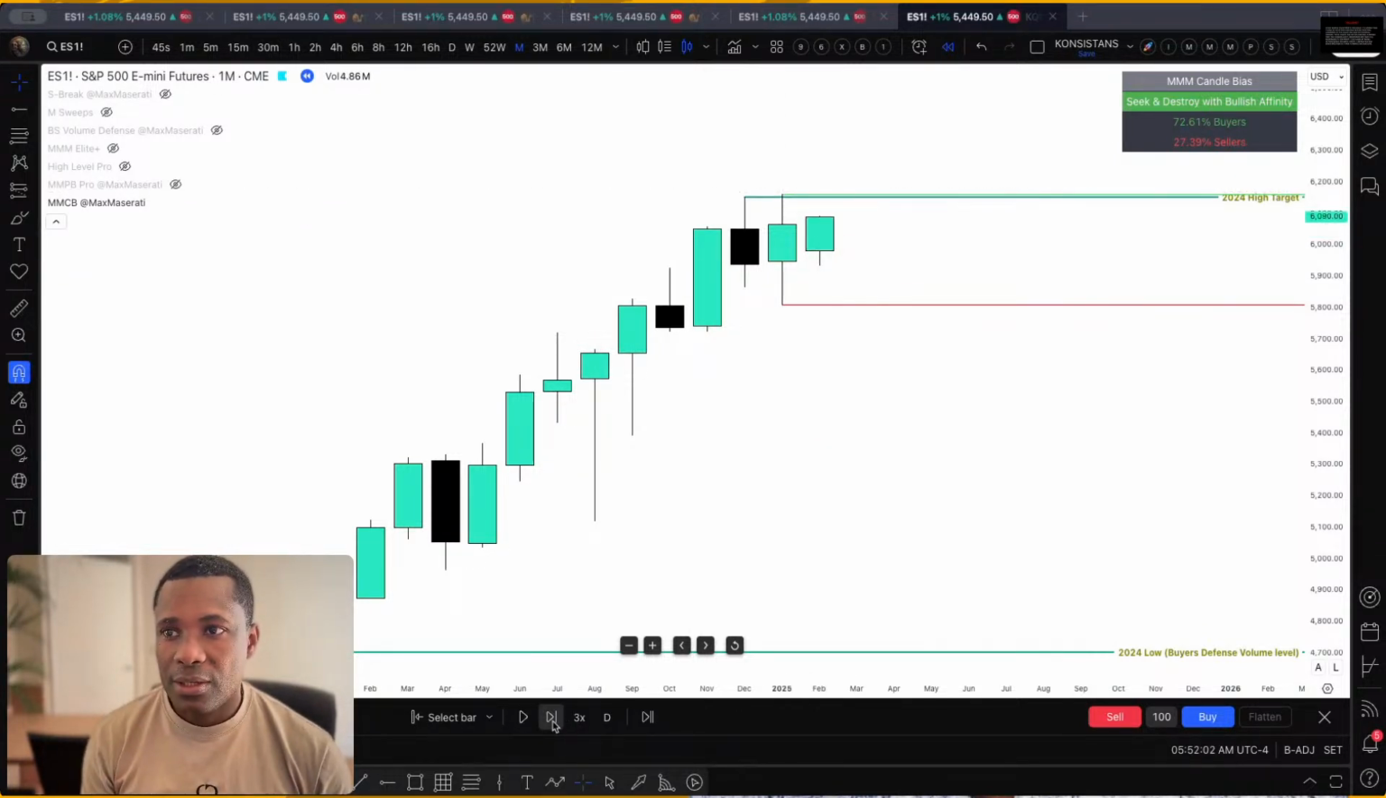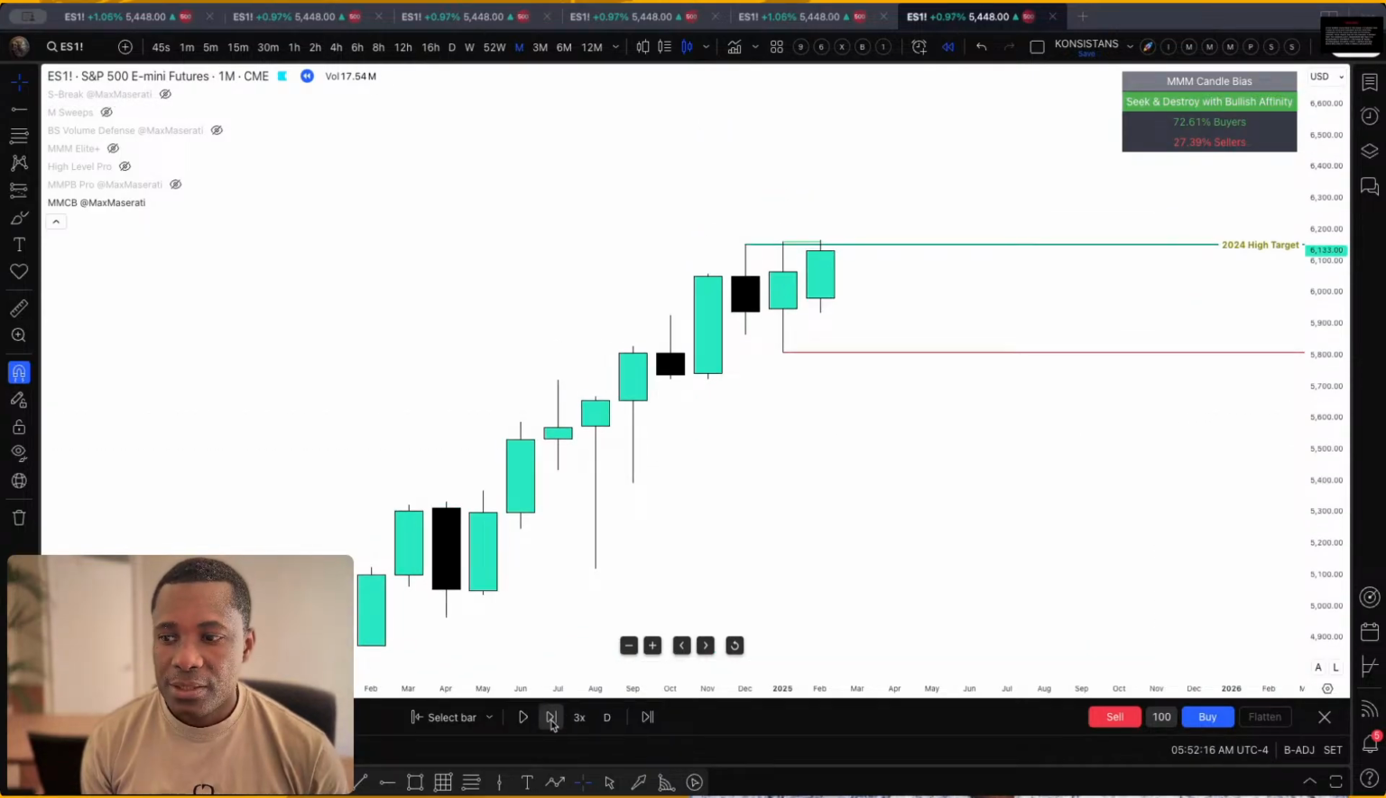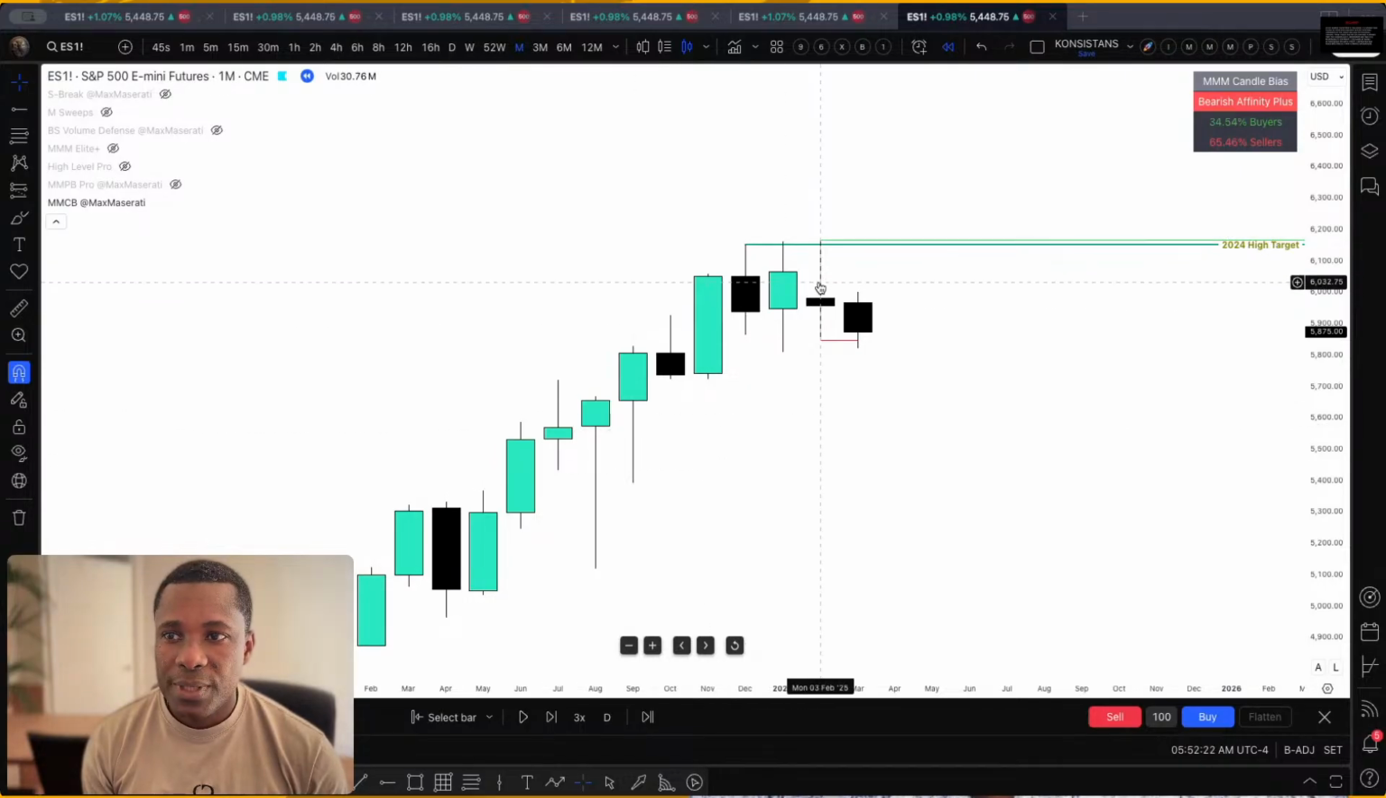We're waiting for it to close. This candle is still going on. This is the monthly candle. This candle took the high because we had a seek and destroy with affinity. We're going to see how this candle will close, and then this candle, and then this candle. When this candle closes, it closed bearish affinity plus.